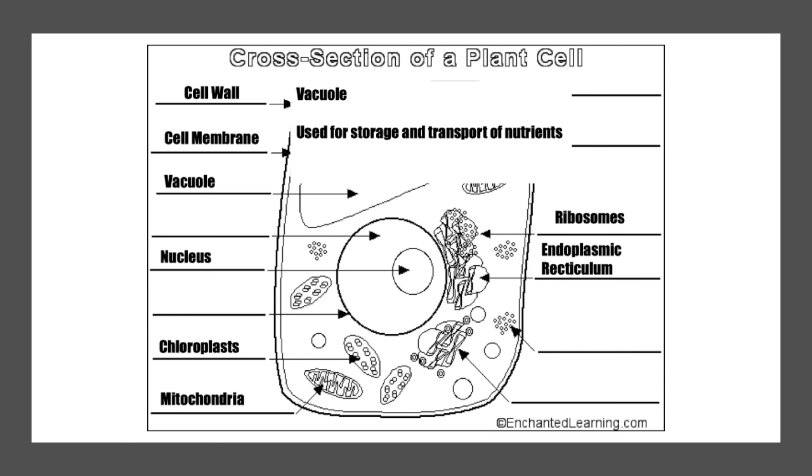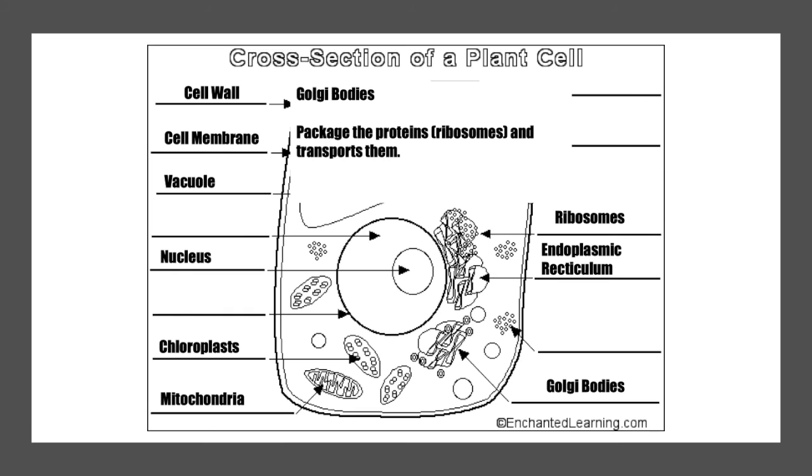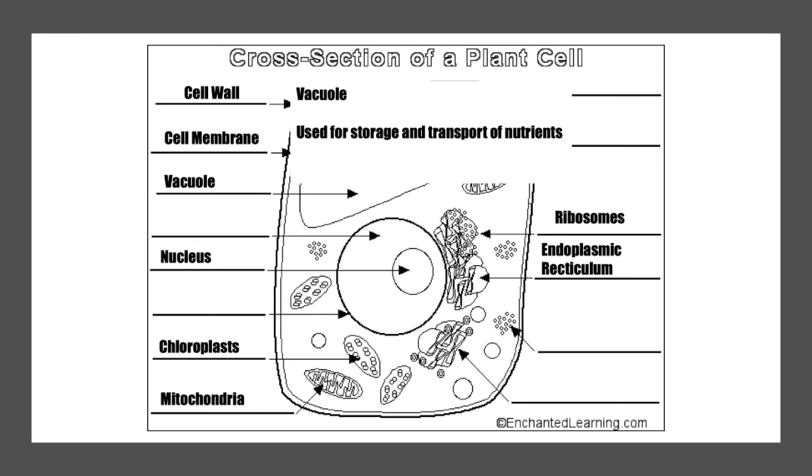All right, another new thing found in the plant cell is our vacuole, and that's used to store and transport nutrients. So I kind of have it blocked here, but it is this big piece that you see back here on the back of your paper. It's that really big thing. It looks funny, but it is used to store and transport nutrients.